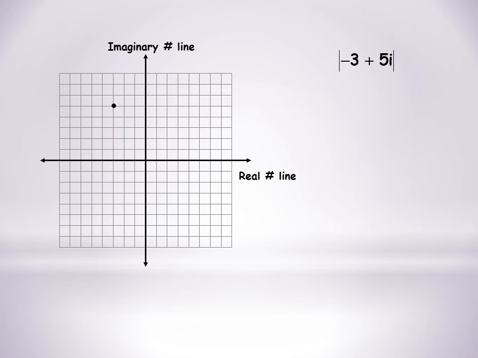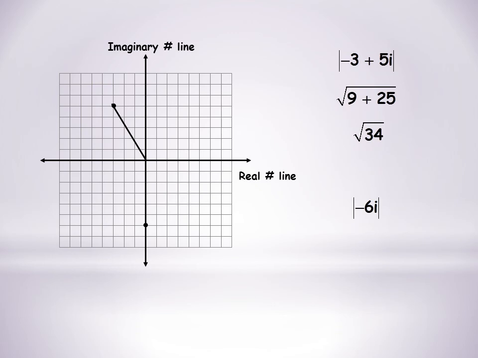So again, if you plot this, this will be negative 3, 5i. That length is the distance that you're trying to find. So it'll be 9, which is negative 3 squared, plus 25, which is 5 squared. Add the numbers together to get 34. So the absolute value of negative 3 plus 5i is the square root of 34.